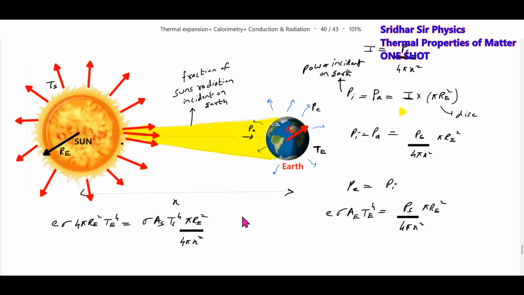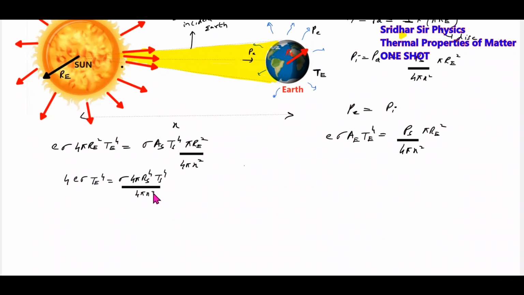Okay, we have to calculate the temperature of the sun. Ts to the power of 4. Area of cross section of the sun will be 4 pi RS square. RE square will get cancelled out. One more step. E sigma, 4 pi RE square, pi RE square will cancel out. So this will become 4 E sigma Te to the power of 4, sigma 4 pi RS to the power of 4. Pi RE square got eliminated. Four pi x square. 4 pi also gets eliminated. Sigma also gets eliminated. 4 E Te to the power of 4.